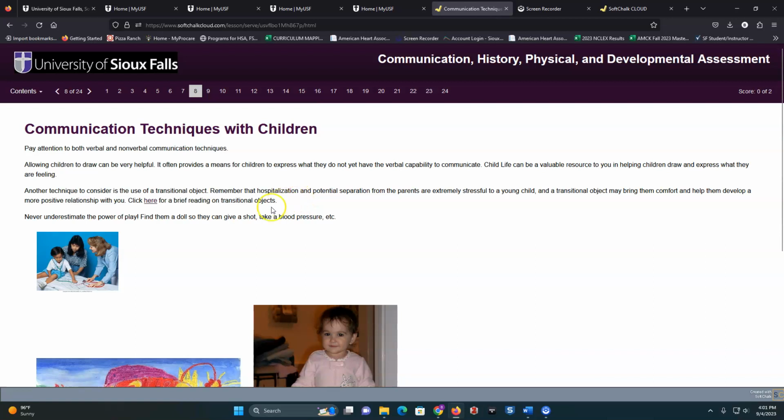We can use transitional objects. Be very careful that we don't ever lose those. But you can look here and read a little bit more on that if you're interested in it.